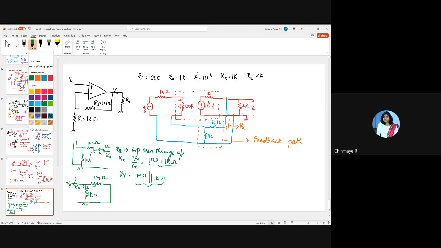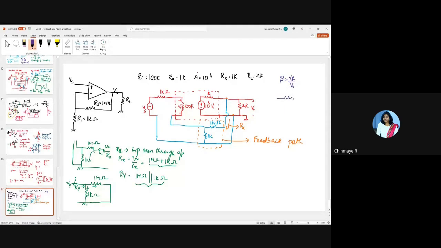So now let's go ahead and try to find out what is beta. We know beta is equal to Vf by V naught, correct? Because beta we know as Vf is equal to beta V naught, right?